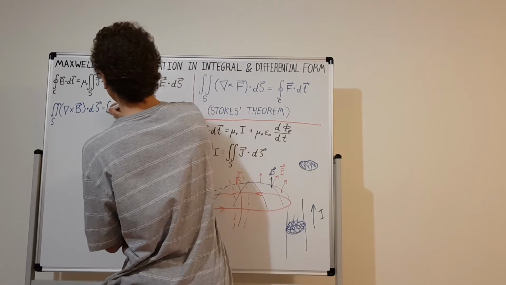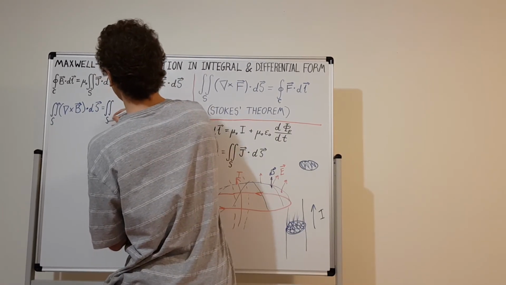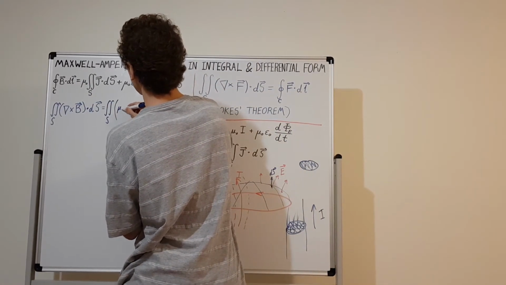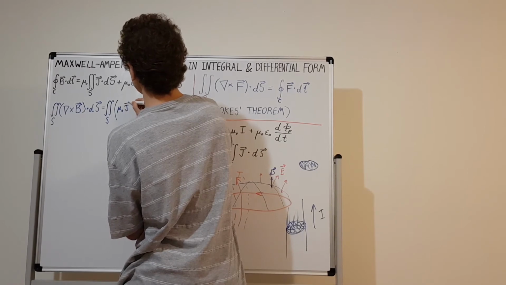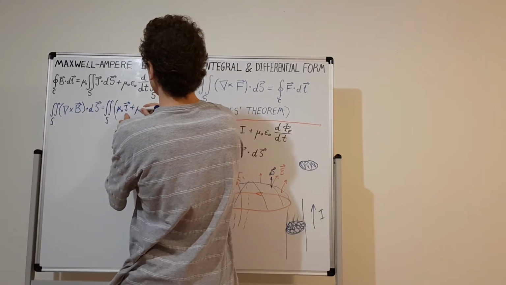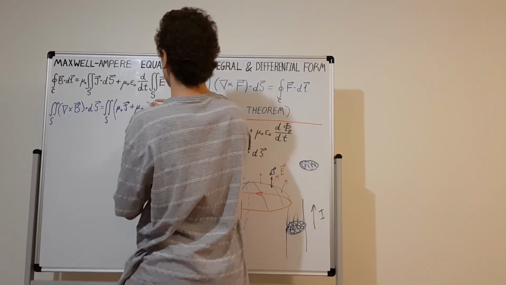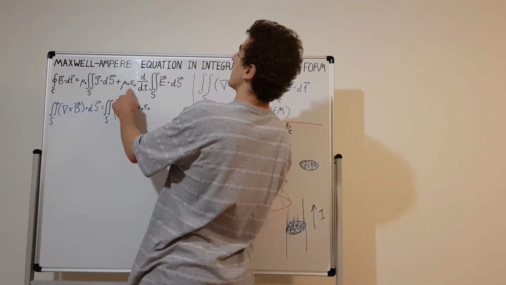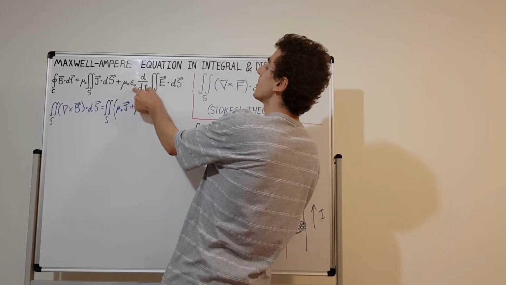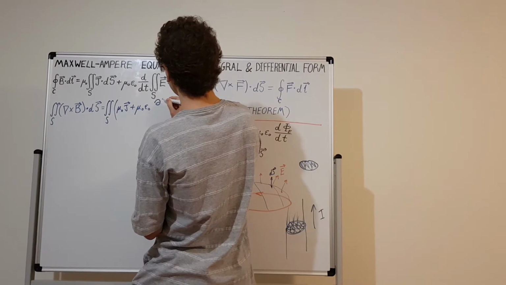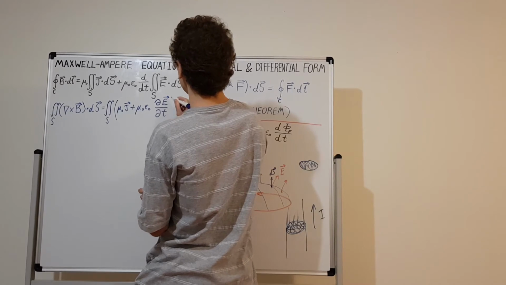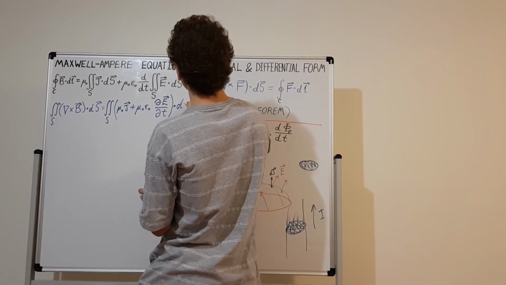So what we're going to have is a surface integral, and the surface integral is going to have brackets here. It's going to have mu naught times J, the current density vector. And then we add to that mu naught times epsilon naught. Because these constants are coming inside the integral, we're also going to take this derivative and put it inside the integral. We're going to have the partial derivative of the electric field with respect to time, and then we dot all of that with dS.